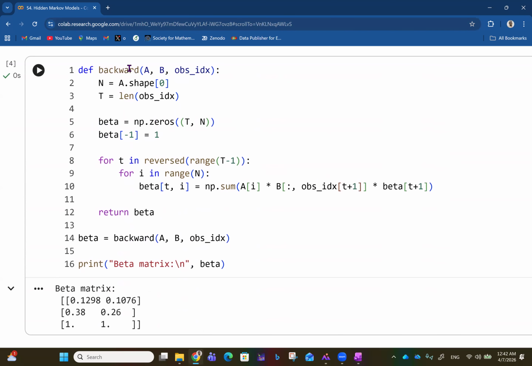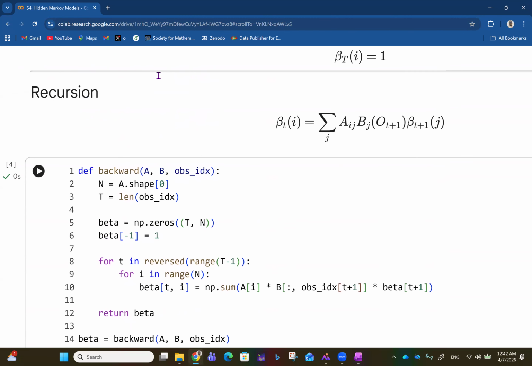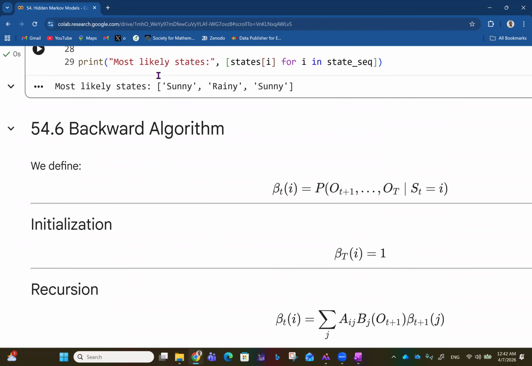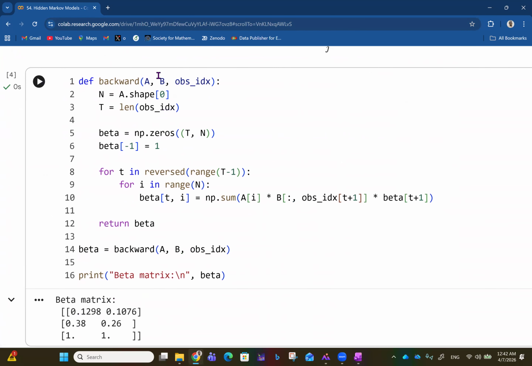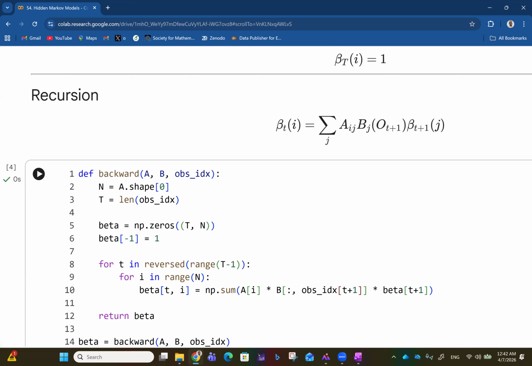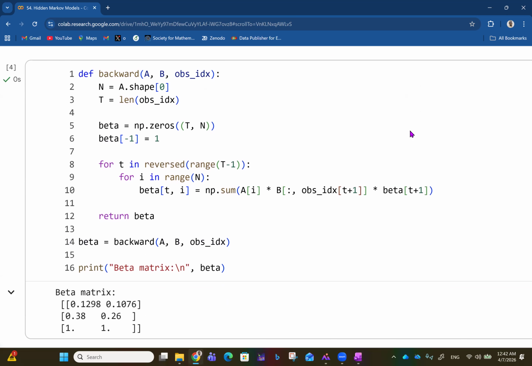So you define a function backward for the backward algorithm, with parameters a, b, and the observation index. Then n is the shape of a, and T is the length of the indices. Then you have beta. For t in reverse, you specify that formula, with beta t plus 1 and all this kind of thing. And then the idea is to return beta later.